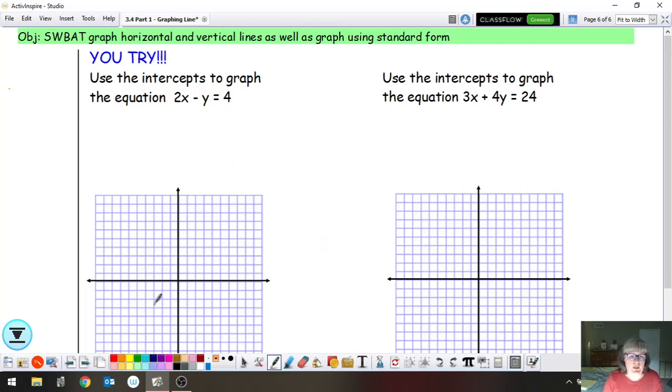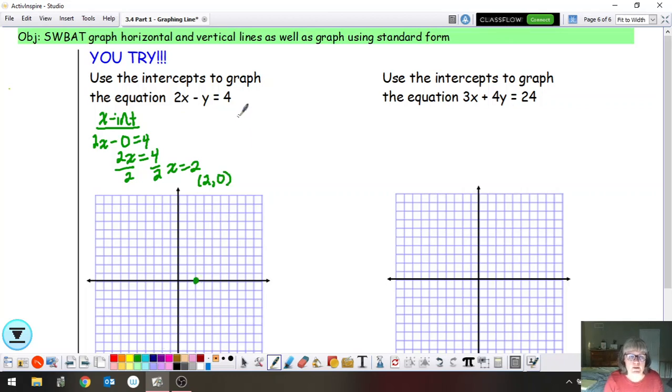Now that you've had a chance, let's see how you did. So I'm going to find my x-intercept. So that means I'm going to need to find what x is when y is 0. So 2x minus 0 equals 4. So I really have 2x equals 4. Divide both sides by 2, and I have x equals 2. So my x-intercept is the point 2, 0. Let's plot that point.